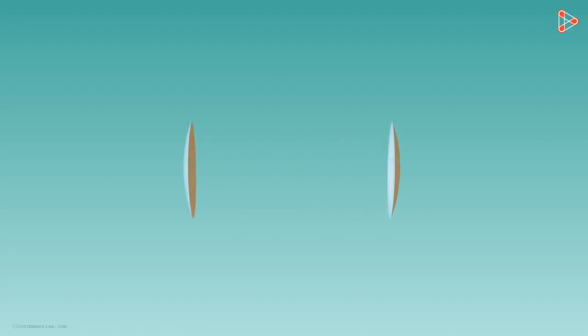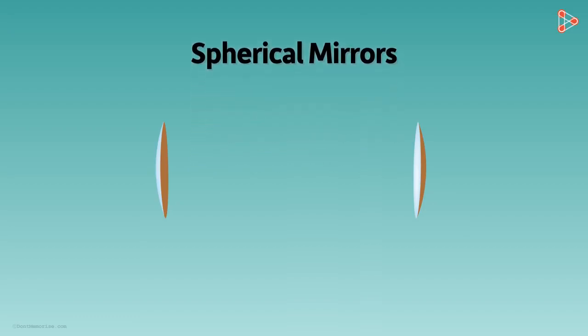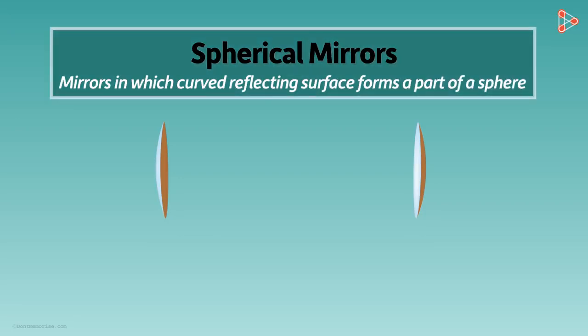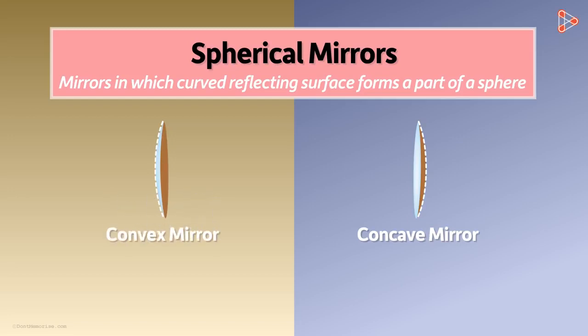In our previous video, we defined several terms related to spherical mirrors. What are spherical mirrors? Mirrors in which the curved reflecting surface forms a part of a sphere are called spherical mirrors. Spherical mirrors can be of two types. One in which the reflecting surface is curved inwards, they're called concave mirrors, and the others in which the reflecting surface is curved outwards, they're called convex mirrors.